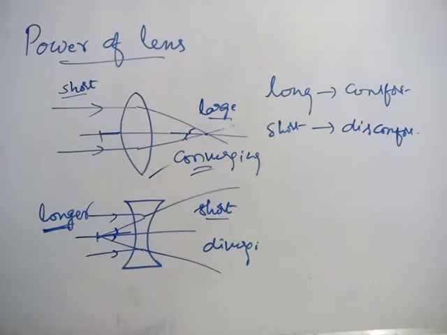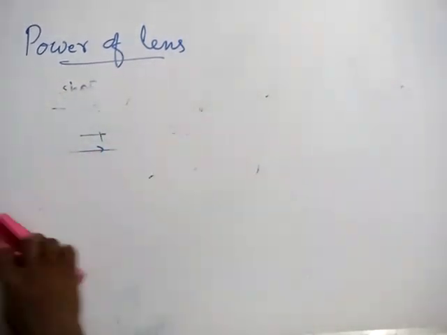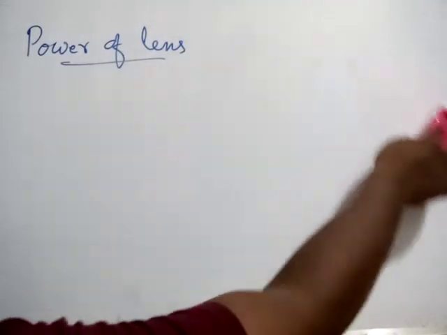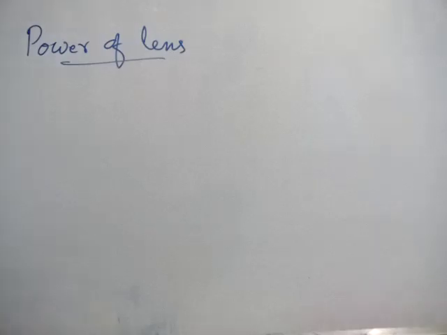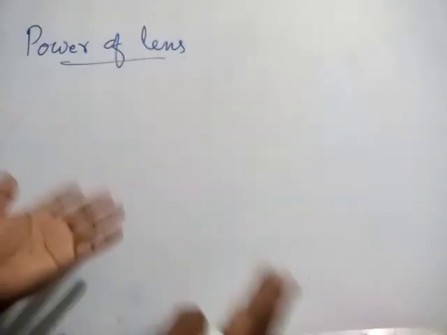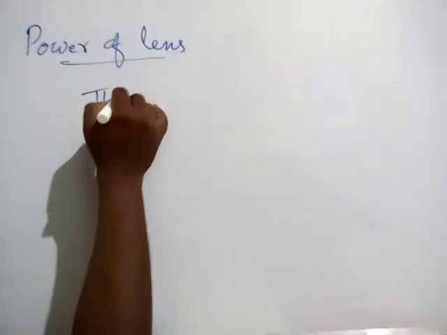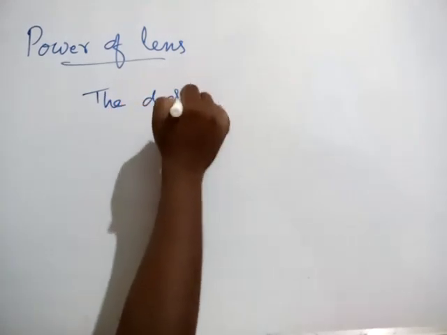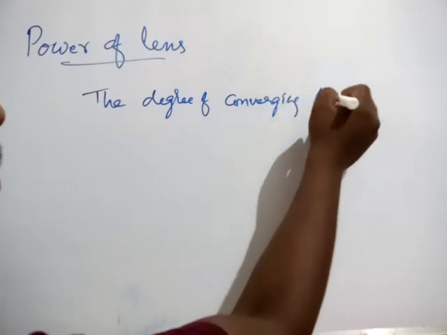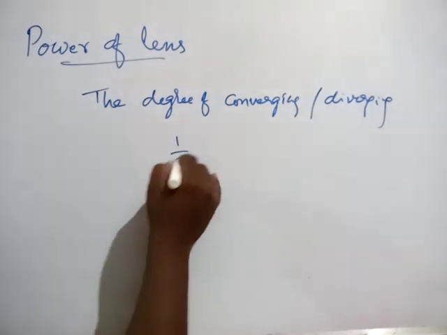Here we know very well the types of defects of the eye. Two types of defects will be there, no? Myopia and hypermetropia. Myopia is short sight, hypermetropia is long sight. So based on those defects, different types of lens, either convex lens or concave lens, we have to use. So the extent of the degree of converging or diverging will be described in terms of the focal length of the lens.